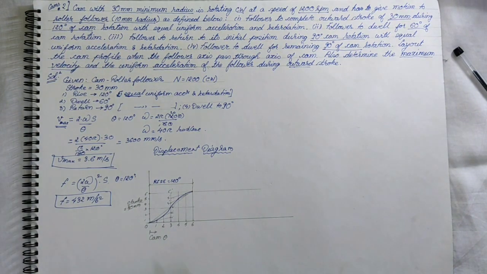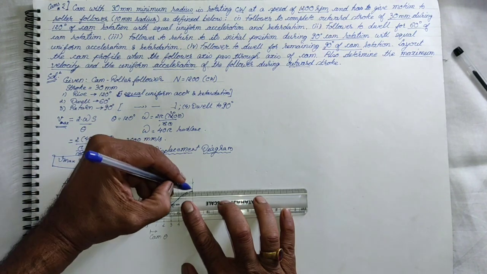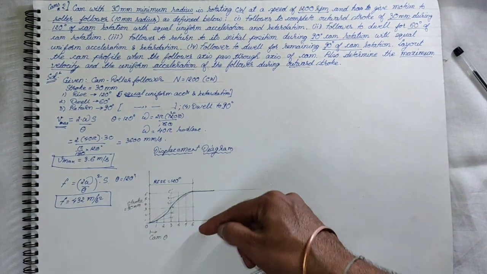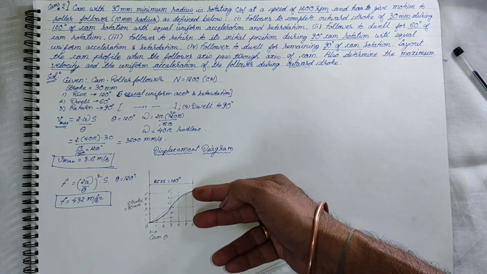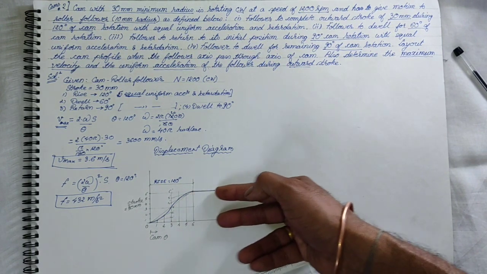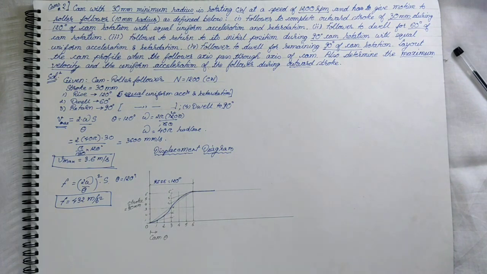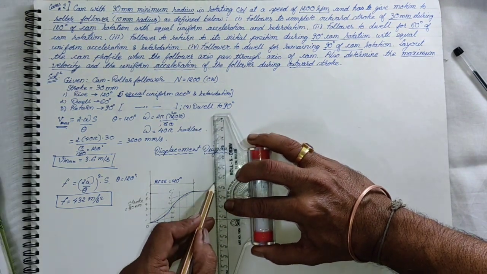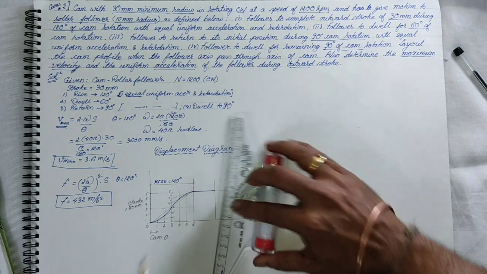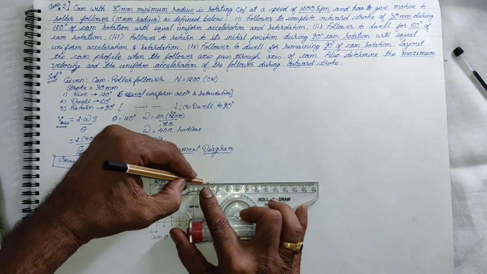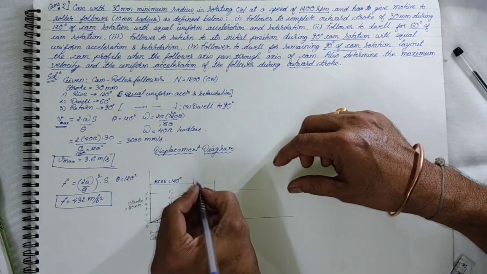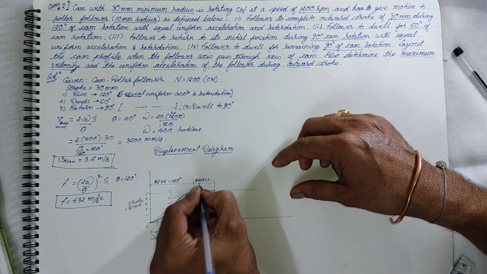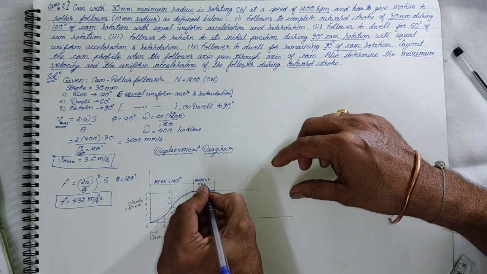So I can take any random length and denote it as such. Anyway, what we are concerned about is the displacement. So from here to here the displacement is going to remain the same. So I take this value and we show this as the dwell, which is of 60 degrees.